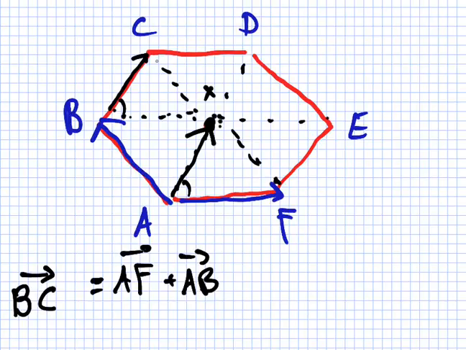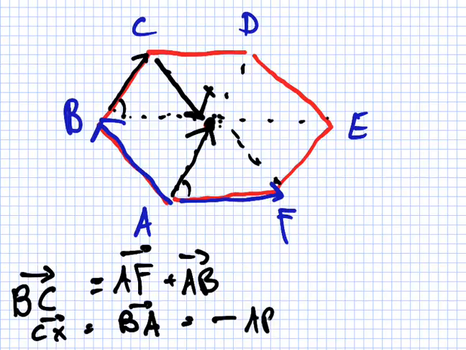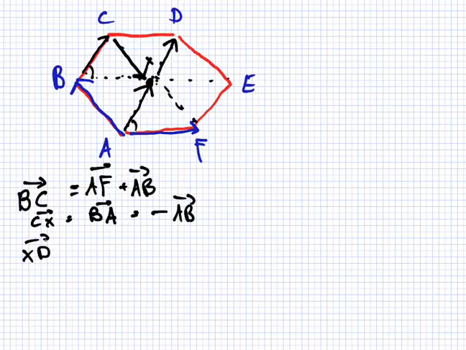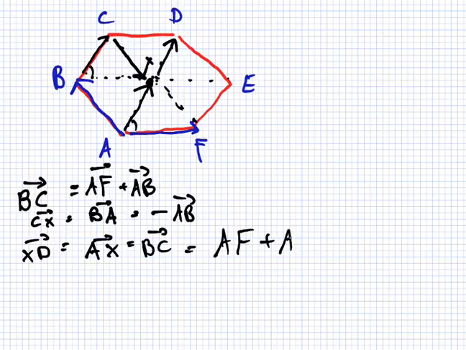Now the next one is CX. What's CX here? CX? Well, CX is the same as BA. CX is the same as BA, which is equal to minus AB. Okay, what one's next? XD. So XD, what's XD? It's the same as AX, which is the same as BC, which is the same as AF plus AB. I used the first result to help me here.